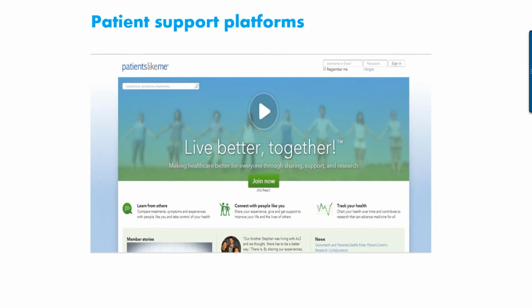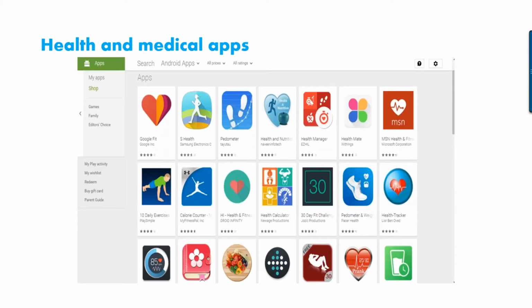Patient support platforms. This is Patients Like Me, which is a very popular patient support platform, another example of a dedicated platform just for patients to share with each other their experiences and to build communities around their specific conditions. Now, apps are another way that people learn about and also monitor their health and well-being and fitness levels.